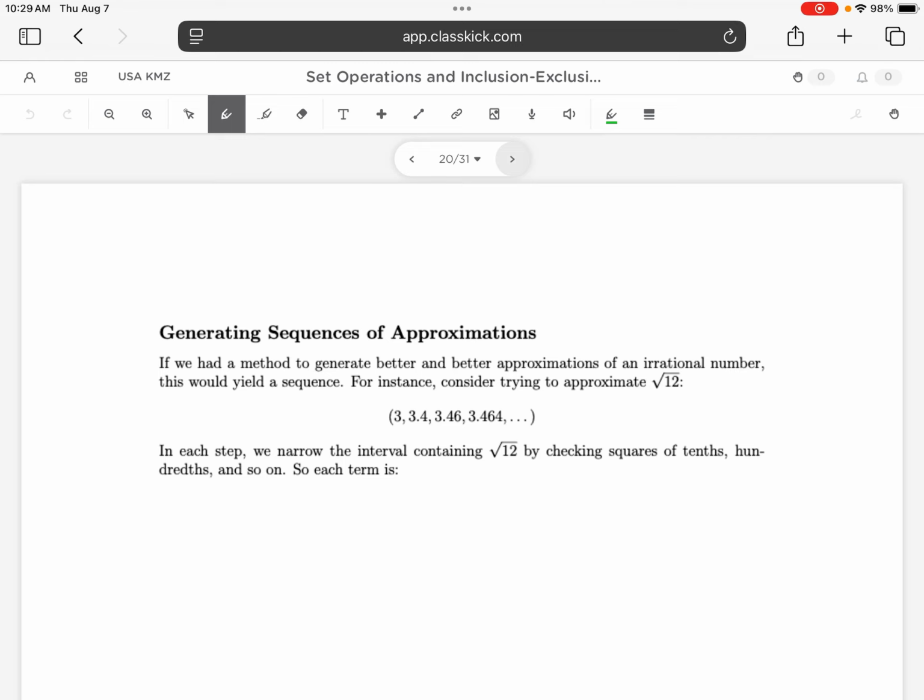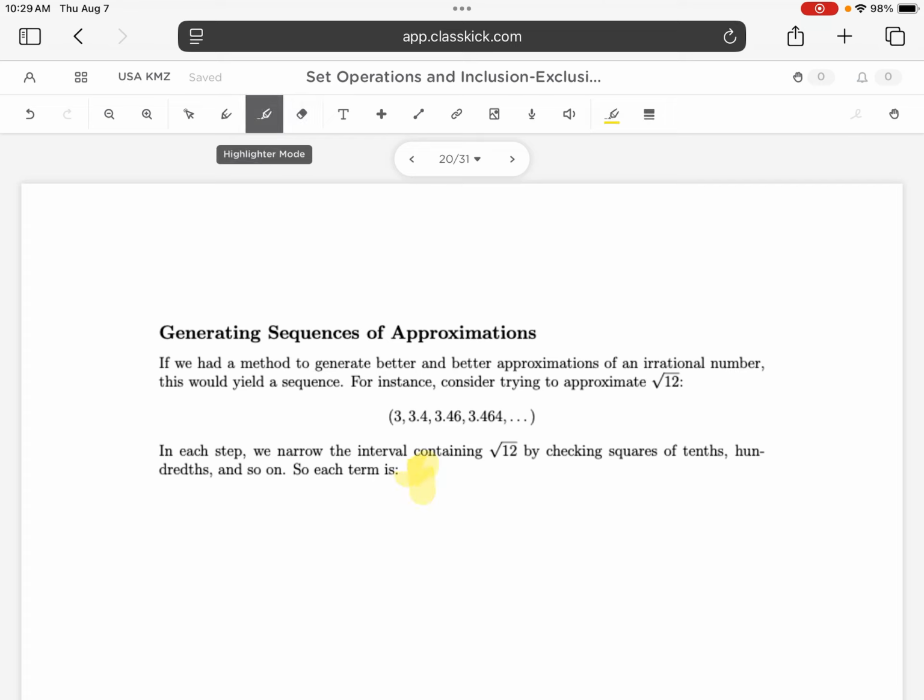We can narrow down from 3 to 3.4 by computing 3.4 squared, 3.5 squared, and seeing that the square root of 12 is in between there, right? From there, we can compute 3.46 squared, 3.47 squared, and see that the square root of 12 has to be somewhere between there, okay? And so each term really is going to be the left endpoint of an interval containing the square root of 12.